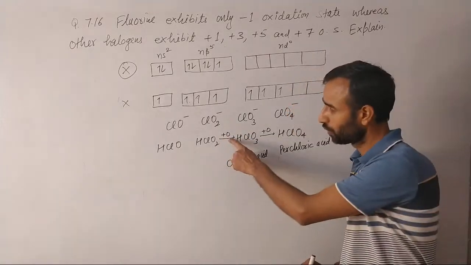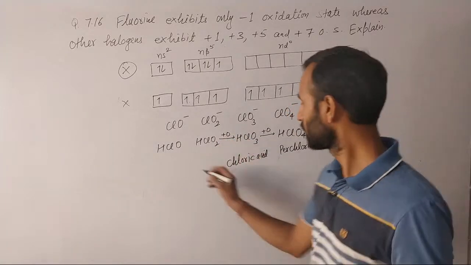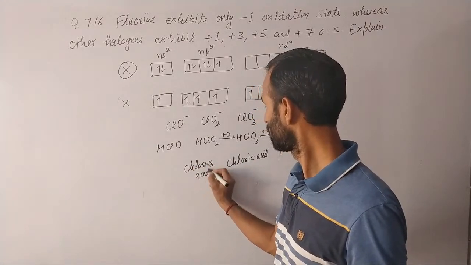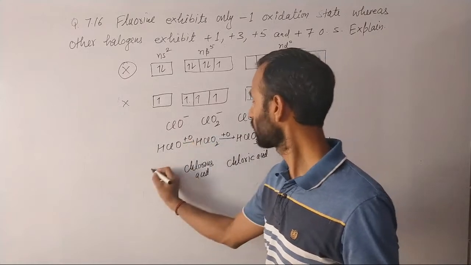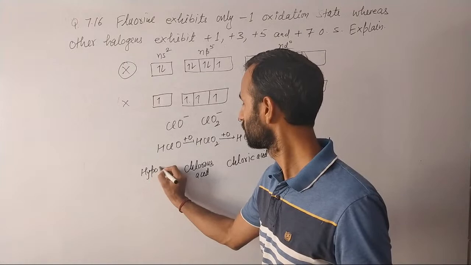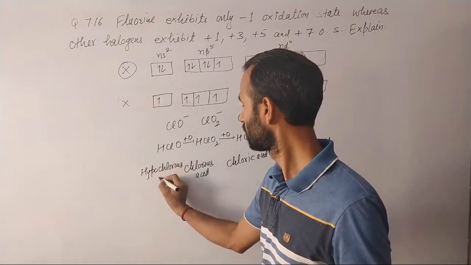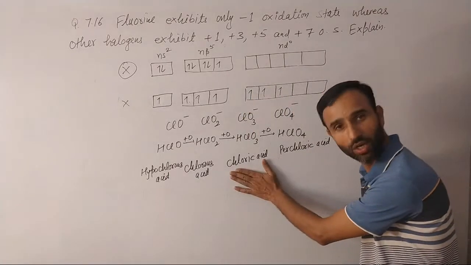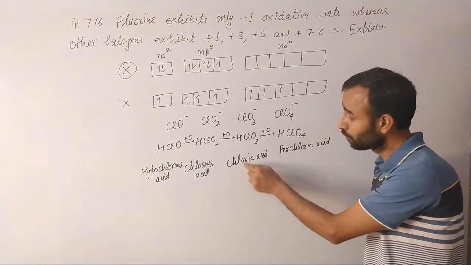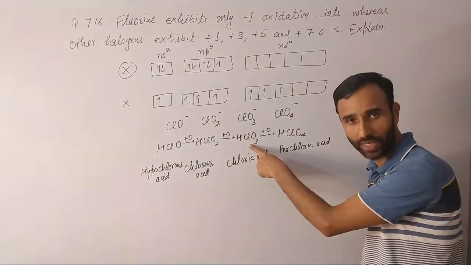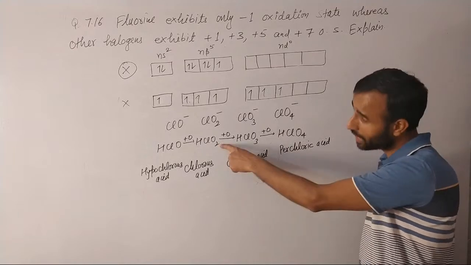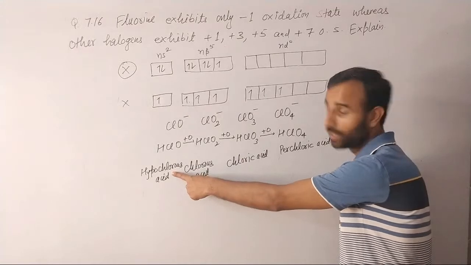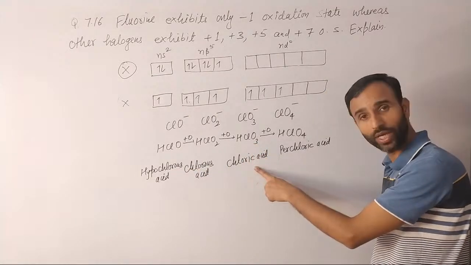So when one oxygen is added to HClO2, it is called chlorous acid. And this one is called hypochlorous acid. See the naming. Chloric is HClO3. Just remember this: if one oxygen is removed from it, it becomes chlorous. If one oxygen is removed from chlorous, it becomes hypochlorous. If one oxygen is added to chloric, it becomes perchloric.